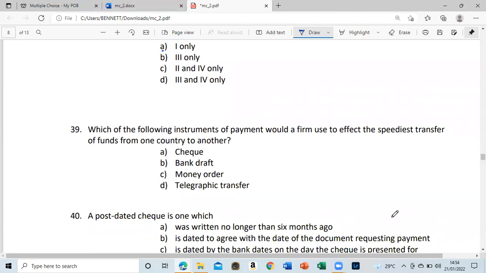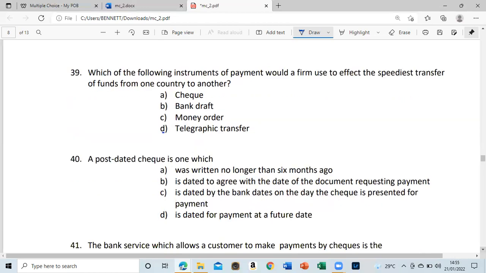Let's move on to 39. Which of the following instruments of payment will a firm use to effect the secure transfer of funds from one country to another? Is it check, bank draft, money order, or telegraphic transfer? And everyone should know that that is telegraphic transfer. So number 39 is D.